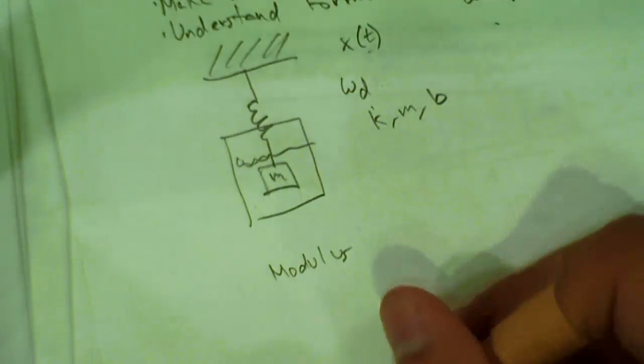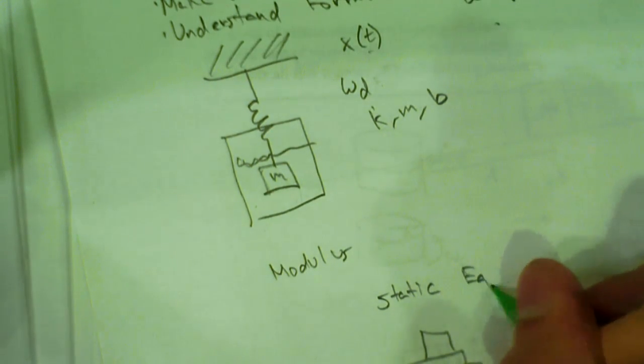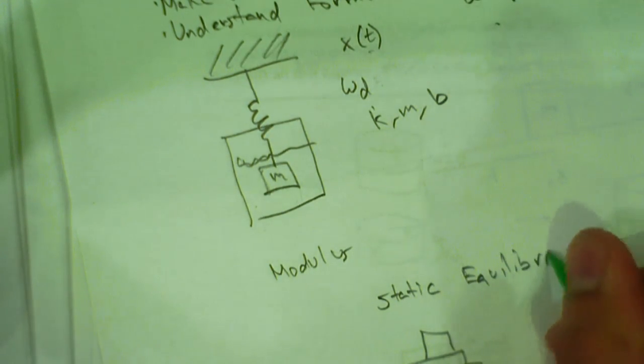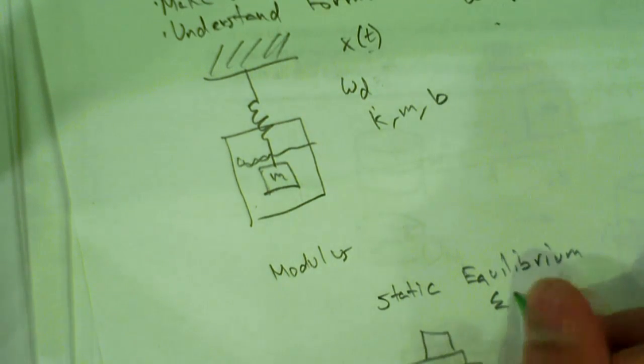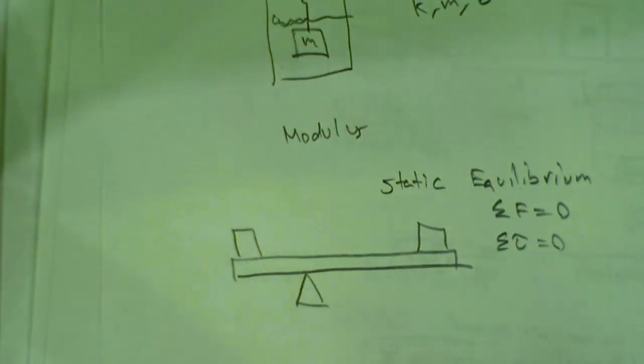So let me write that down. For static equilibrium, what you do is the net force on the system has to equal 0, and then the net torque on the system has to equal 0. So that's all you need to know for static equilibrium. So you can have something like this, or you could have the pulley system on an incline.